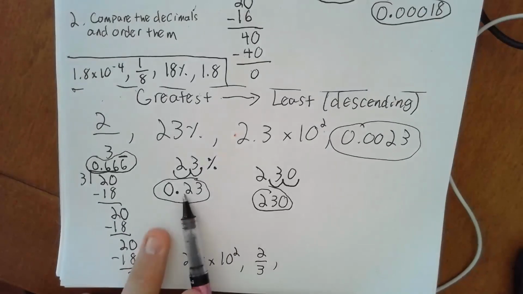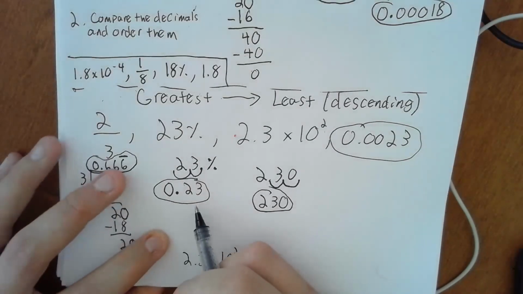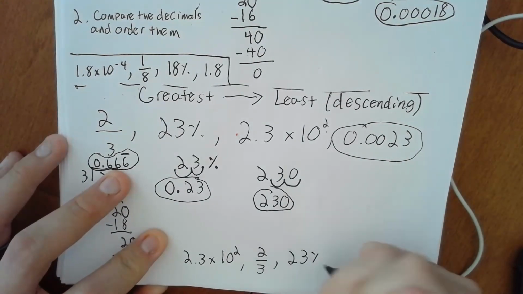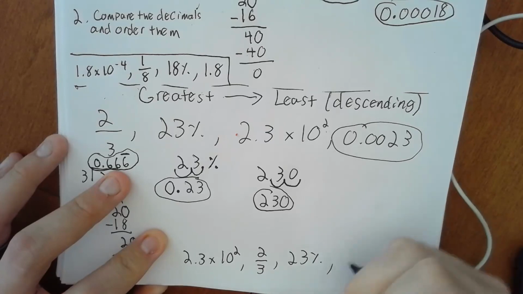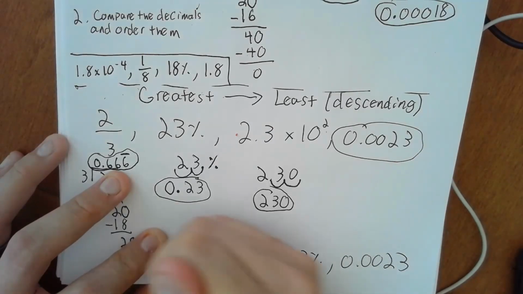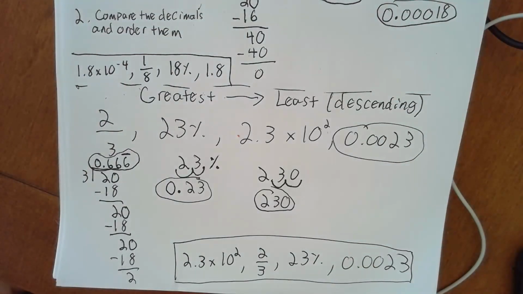This has a 2 in its tenths spot. This has a 0. So 0.23 is bigger, which was 23%. And then lastly, we have our decimal, 0.0023. And that is your final answer. Turning everything into decimals, then putting them in order.